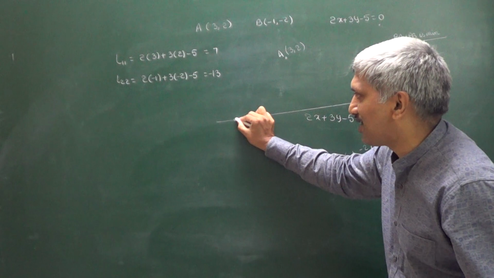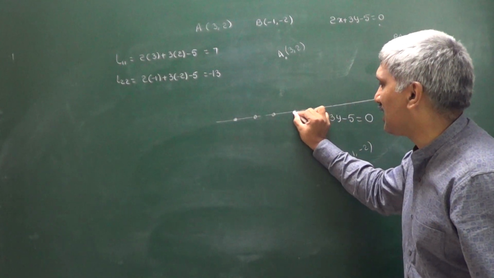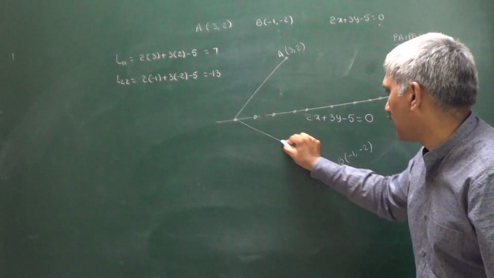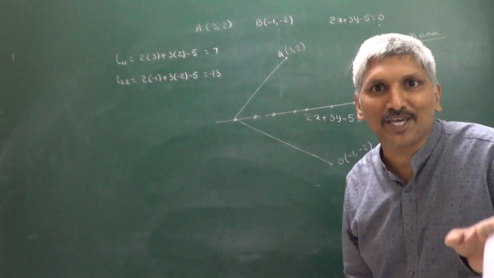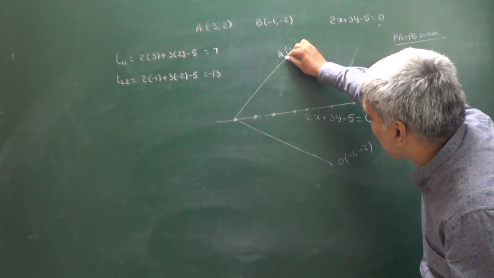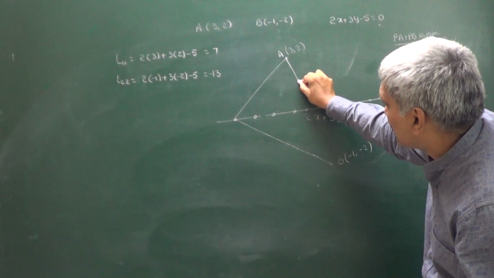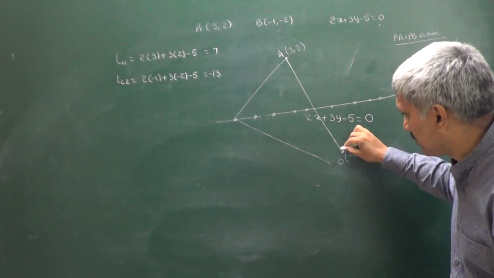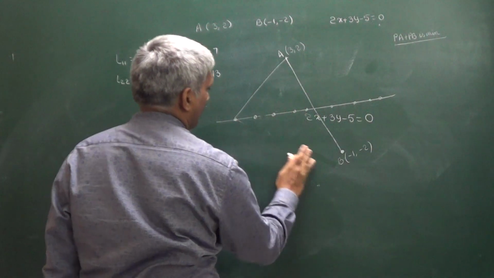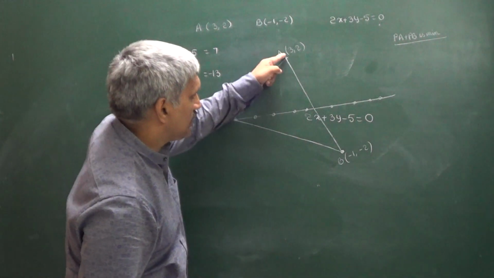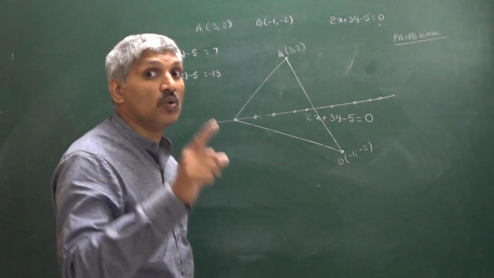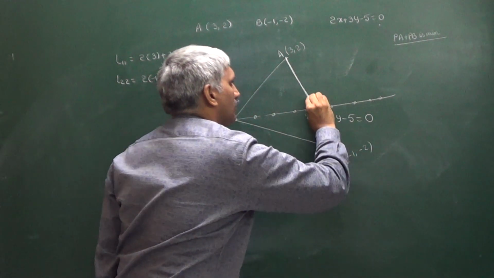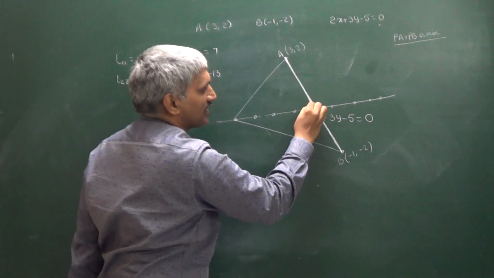Now what is it saying? P is a variable point on this line, maybe here, anywhere on this line. We have to get the PA plus PB value to be a minimum. PA plus PB is a minimum only when the point P lies on AB. That means this is the particular point P.